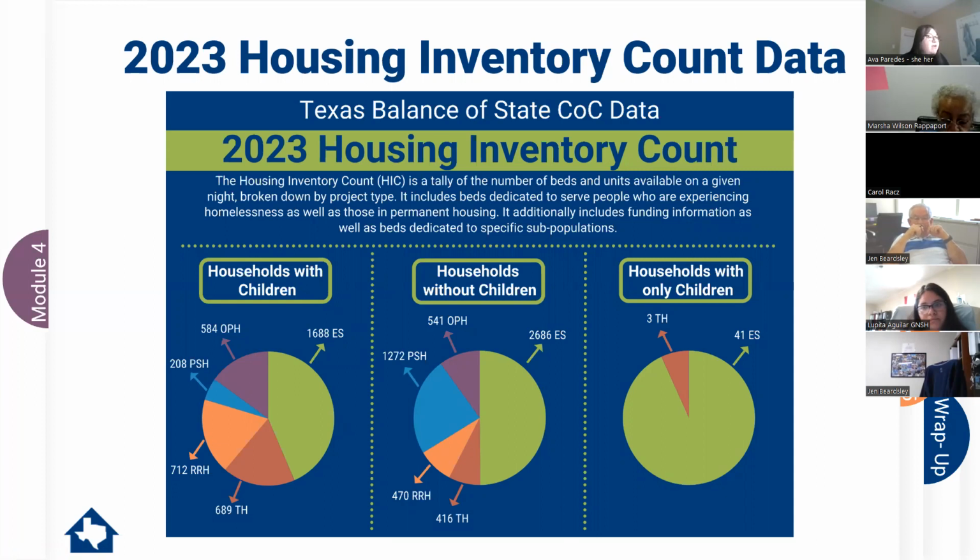And so you can see that we have the housing inventory broken down into these pie charts, represented by the different colors. We have other permanent housing in purple, emergency shelter in green, transitional housing in red, rapid rehousing in orange, and then permanent supportive housing in blue.